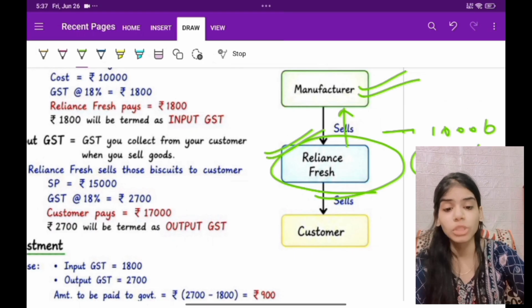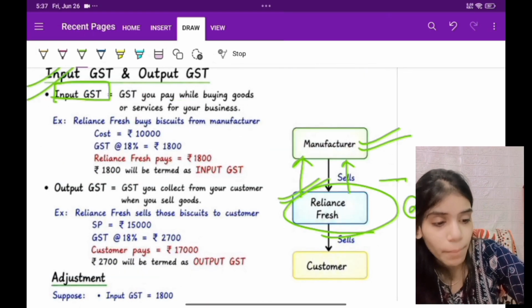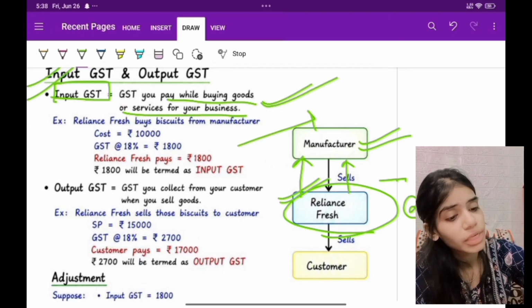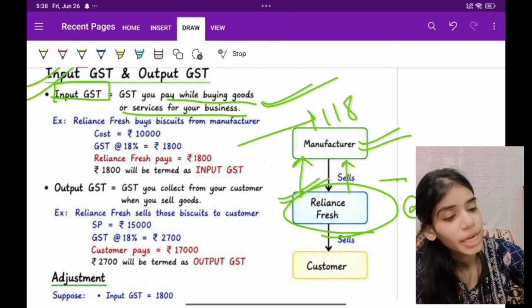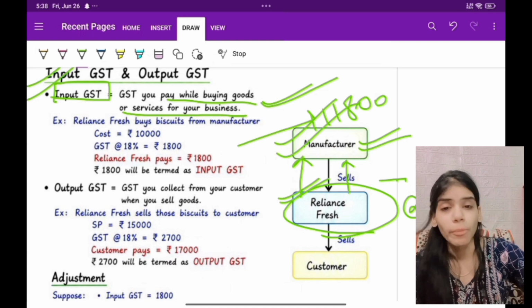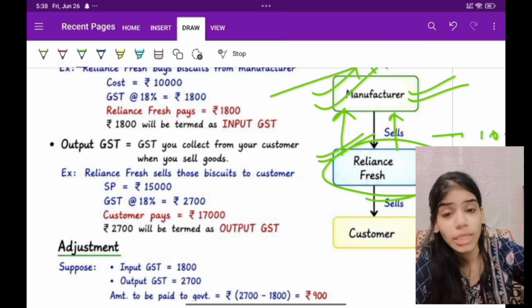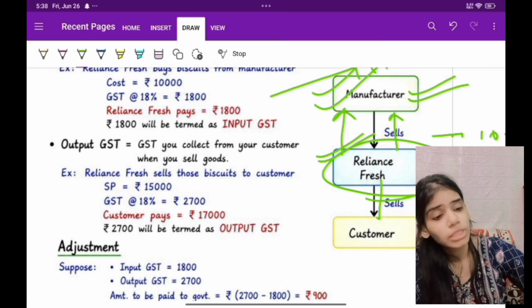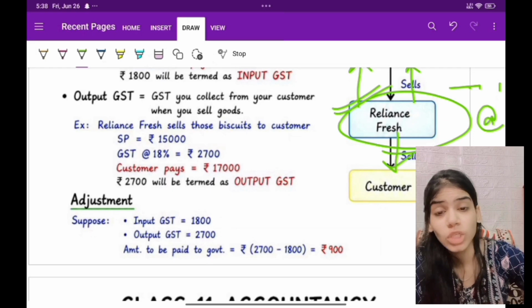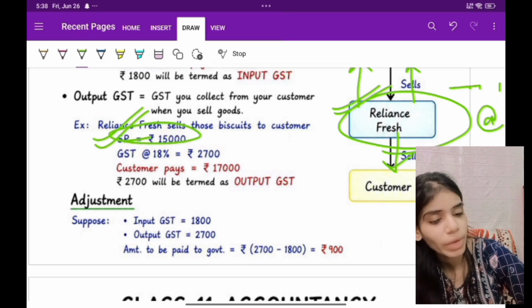This is known as input GST because this GST is paid when we buy goods and services for our business. Okay, so here Reliance Fresh will pay 11,800 to the manufacturer, and this will be known as input GST. Now moving further to output GST. Now Reliance Fresh will further sell these goods to customers. Now for instance, Reliance Fresh has sold the same products to the customer for rupees 15,000 and the GST rate is 18%. So at 15,000, 18% GST rate will be 2,700.